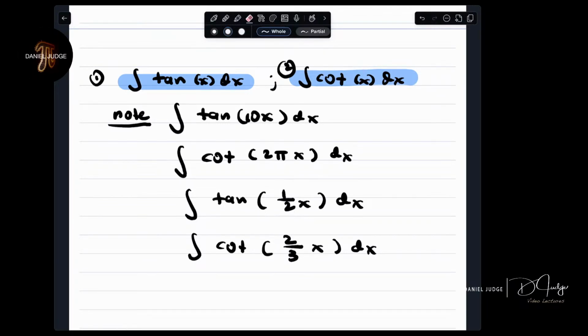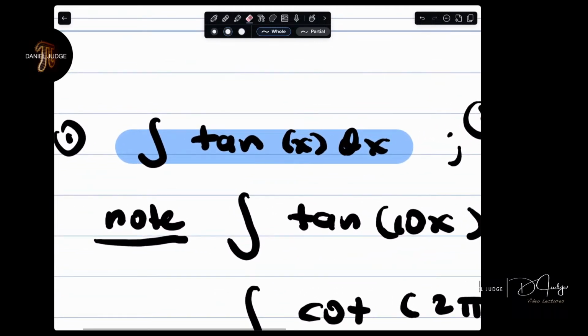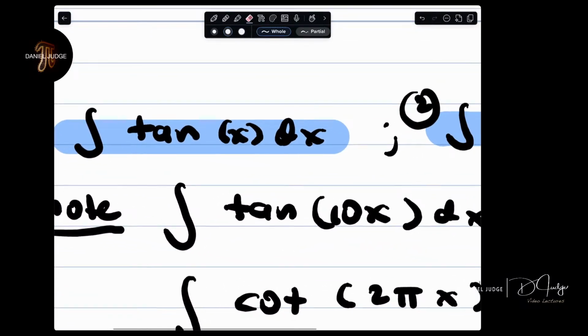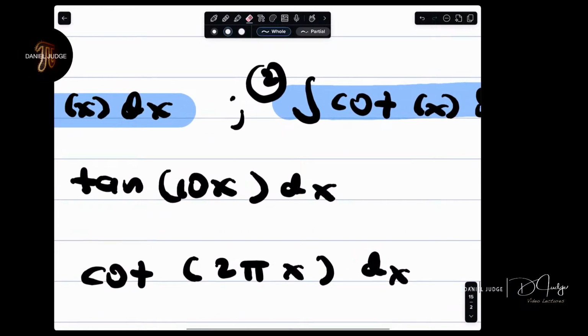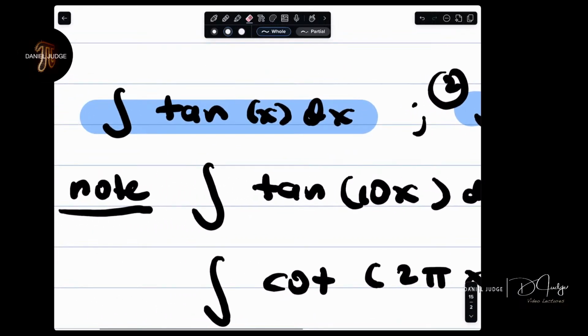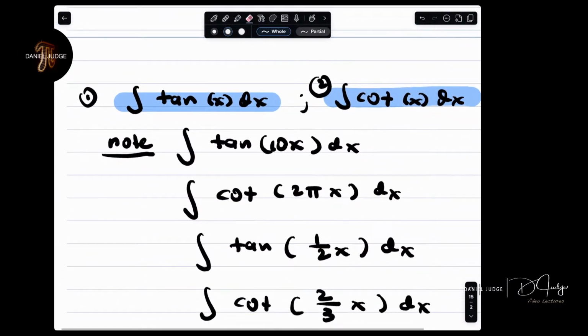Okay, ladies and gentlemen, I'm going to go over some very classic integral questions for you and derive a formula that you can memorize and use. They're that classic and they will show up over and over again. This is the integral of tangent and the integral of cotangent. So notice these functions are not inverse trig functions.